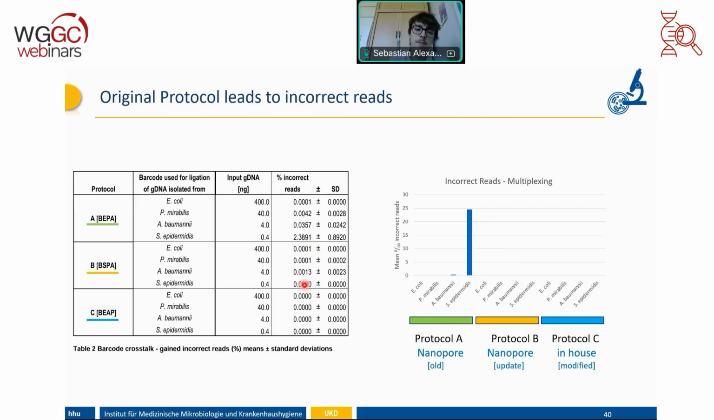But still, there are some small fractions of incorrect reads left. The protocol we used, where we kept them separate, eradicated this effect completely. The problem is this is much more expensive because you need a lot of this enzyme, because you have to use it for every single sample and not only for the pool. So this is much more expensive, but you have to decide if it's worth it or not. I think it depends on the project and the sample. But the new protocol from Nanopore is also a very good version compared to the old protocol.